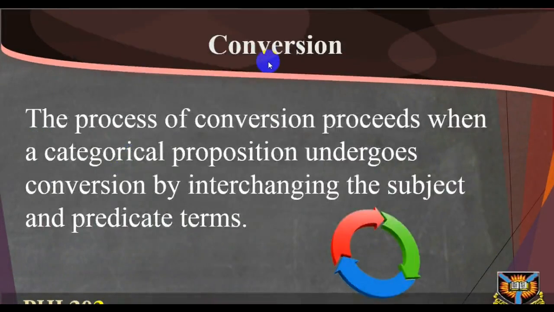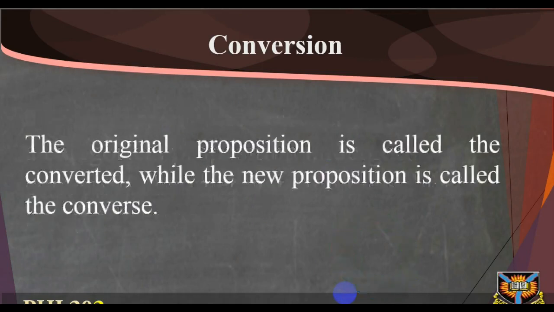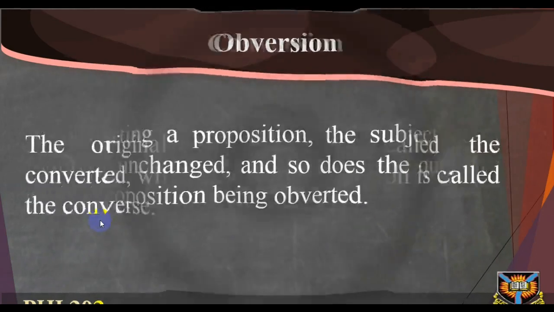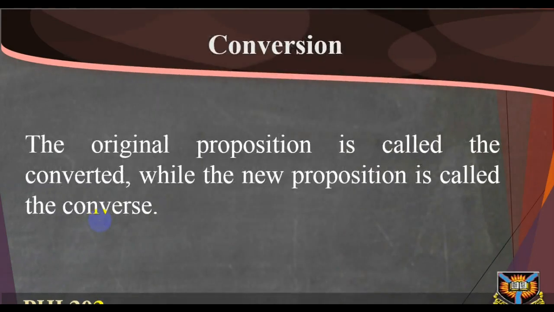Conversion. The process of conversion proceeds when the subject term replaces the predicate term and the predicate term replaces the subject term. In other words, a categorical proposition undergoes conversion by interchanging the subject and predicate terms. The original proposition is called the convertend, while the new proposition is called the converse. The conversion of the four categorical propositions will therefore proceed as follows.